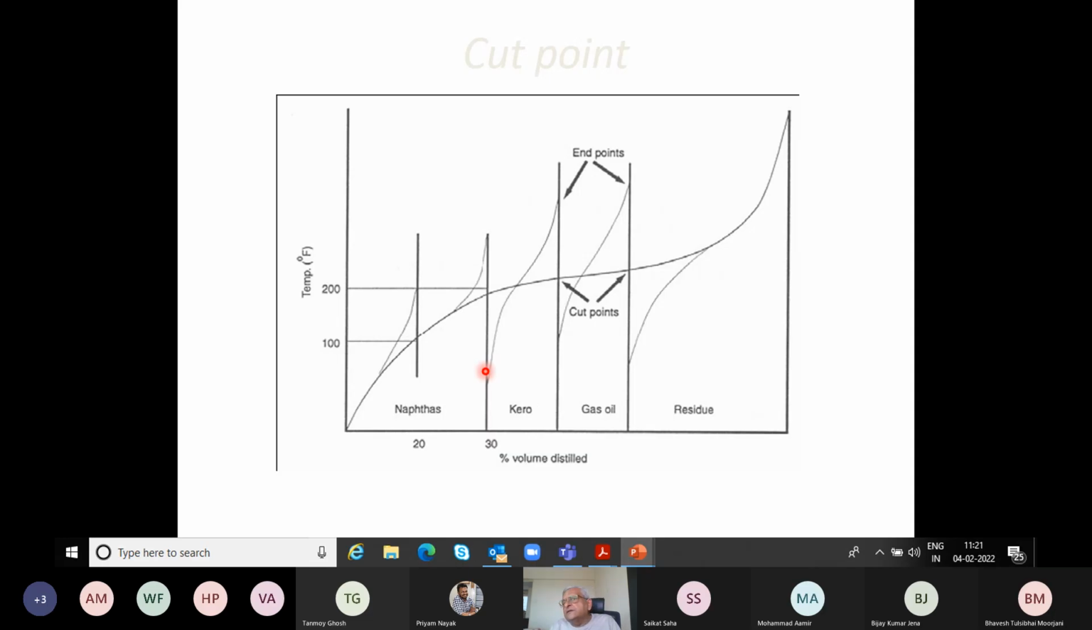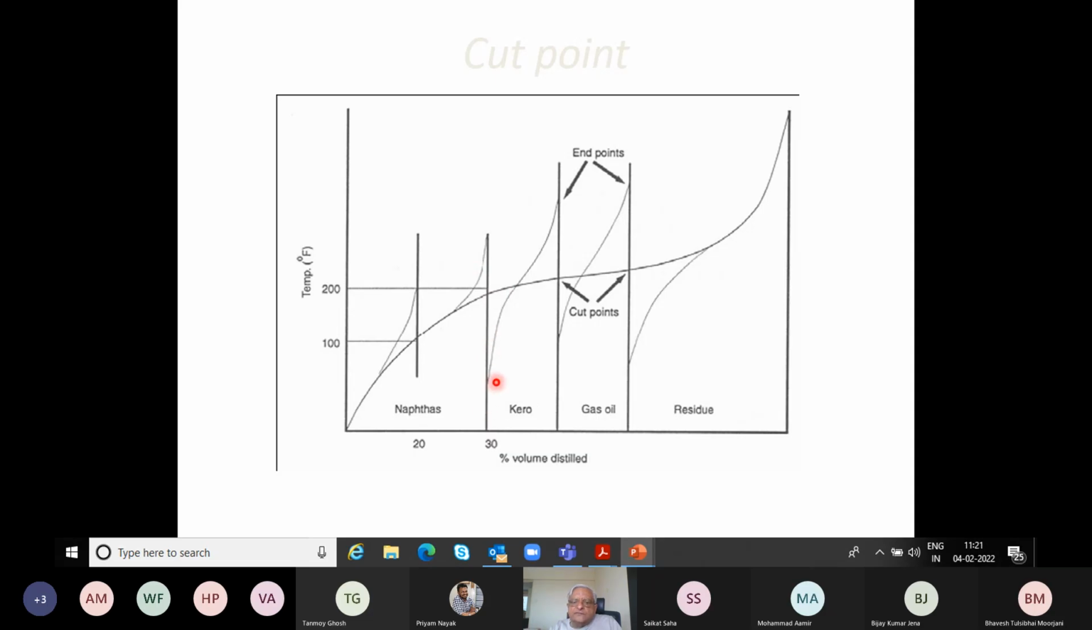That's how we design these columns. If you remember your McCabe-Thiele diagram, we say that we need 95% purity at the top and 95% purity of the heavy component at the bottom. So something similar we try to do here. We try to maximize the naphtha components in naphtha, and we try to maximize the kerosene components in kerosene. But nonetheless, some portions do go either way.